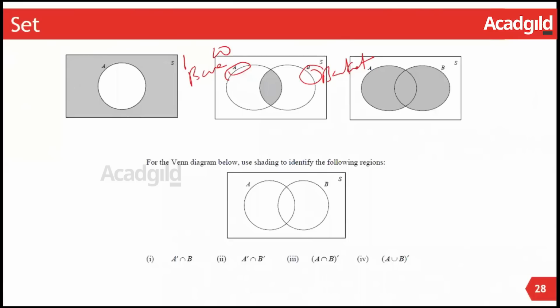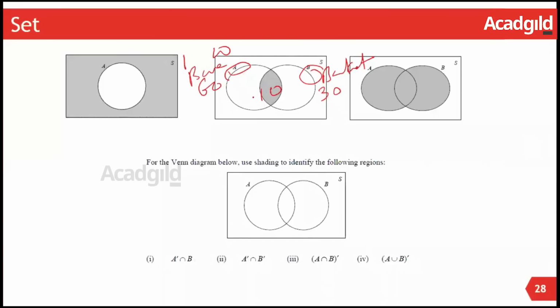Can there be students in the class who play both the games? Yes, there can be. Okay. So in the class of 100, say the number of people who play baseball is 60. The number of people who play basketball is 30. And the number of people who play both the games is 10.